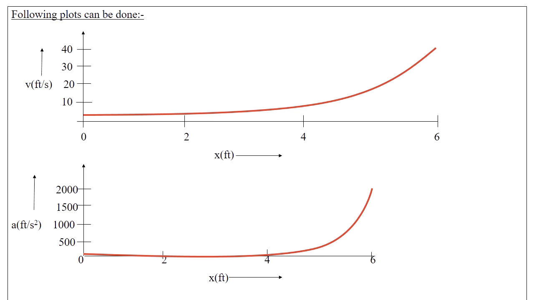And I have shown the graph here. The first graph is the velocity versus position graph. This is velocity, this is position, and this is the curve that we get for the velocity versus position graph. And the second graph is the acceleration and position graph. This is the acceleration on the y-axis, and the position is on the x-axis, and this is the curve that we get.